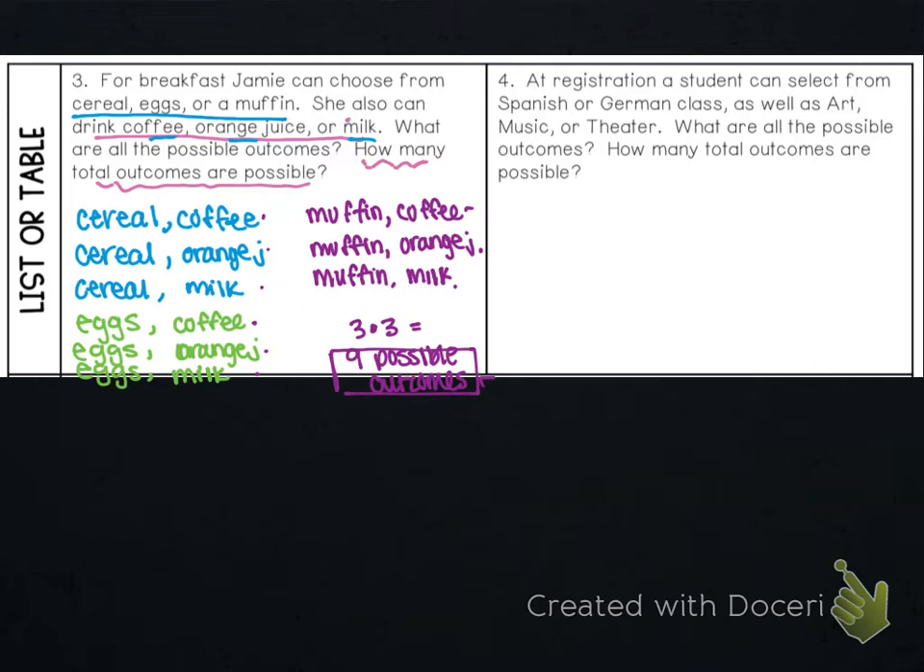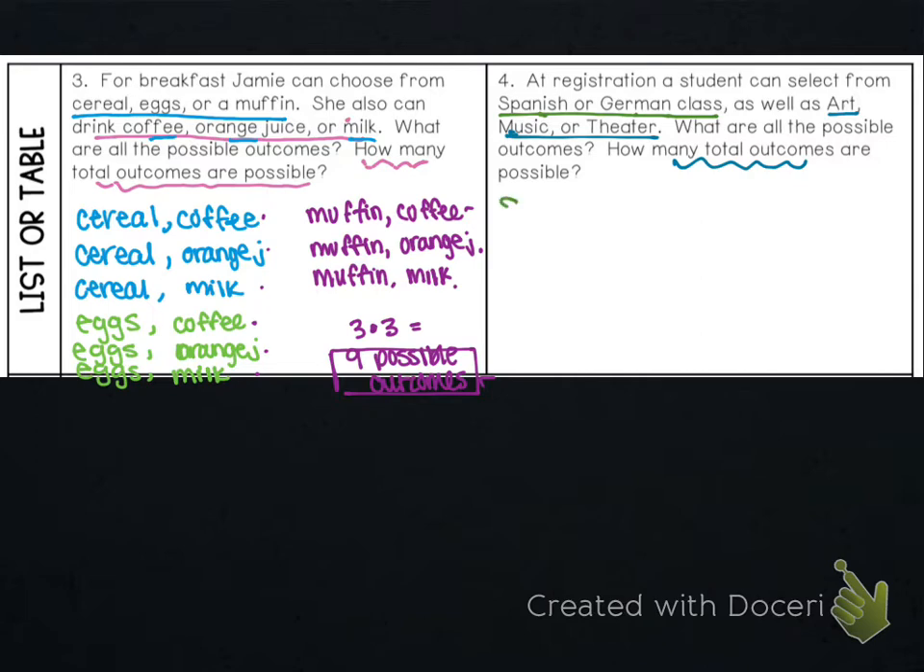Okay, so let's do that again. At registration, a student can select from Spanish or German class. So I'm either going to do Spanish or German. And then my next selection, so that's my language class, as well as art, music, or theater. What are the possible outcomes and how many total outcomes? Okay, so for my language, I have 2 languages that I can pick. I can pick Spanish or I can pick German.